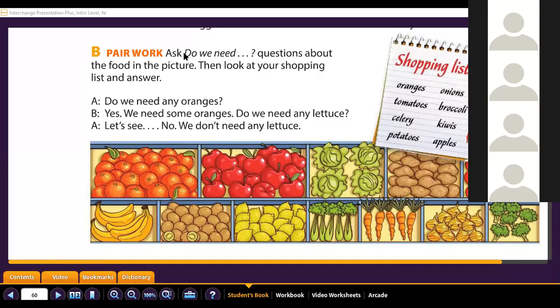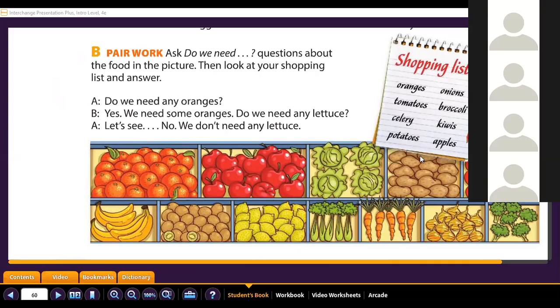For example, Carolina? Hello. Do we need any potatoes? Sería Pedro? Pedro? Yes. Yes, we need some potatoes. Okay. Monica? Yes. Do we need any lettuce? Yes, we need some lettuce. Look at the list. No, we don't need any lettuce.